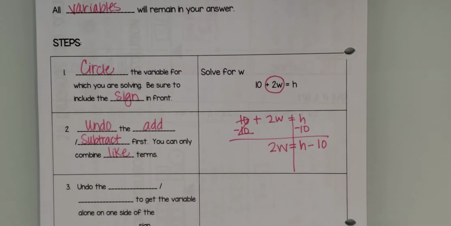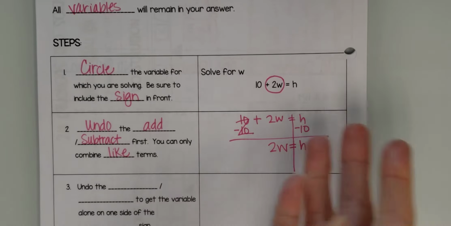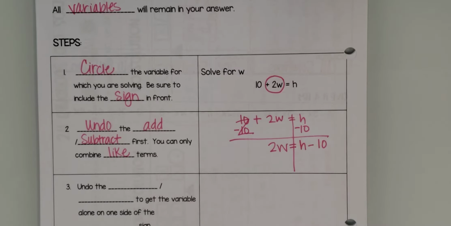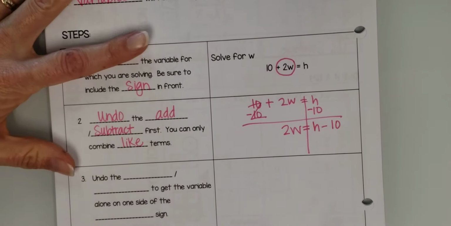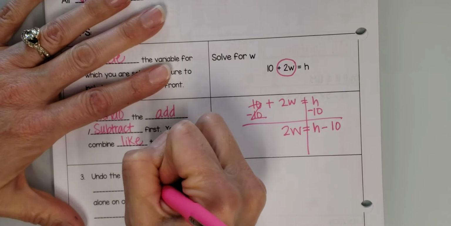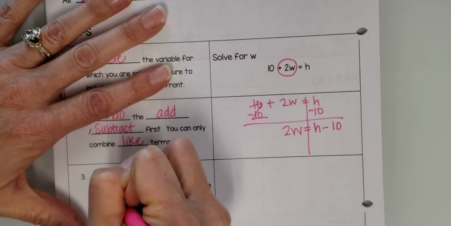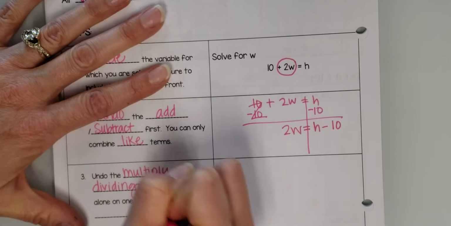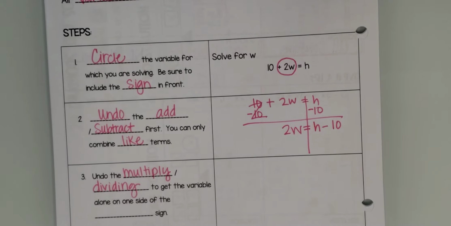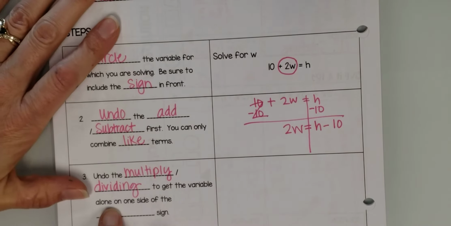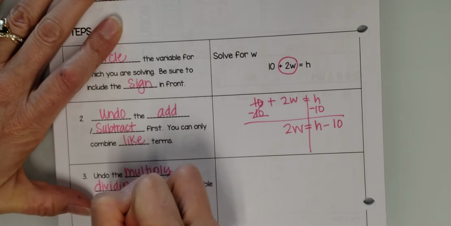Notice how it didn't cancel anything out. Nothing's gone. The 10 is still there. The H is still there. It's just that now they're all on the right side instead of the left. Then the last step is to undo any multiplying or dividing. These steps are exactly the same as when we were solving equations, we're just solving them where they have more variables, to get the variable all alone on one side of the equal sign.